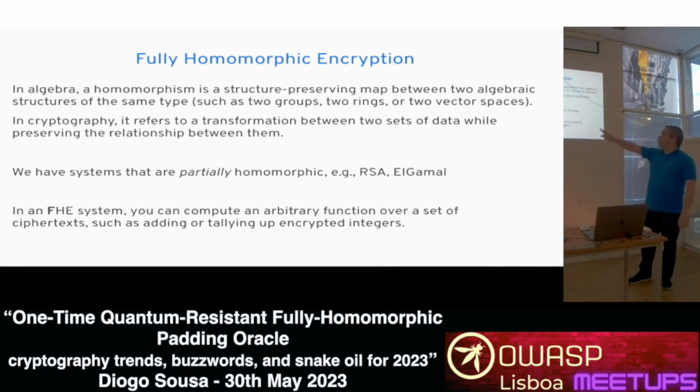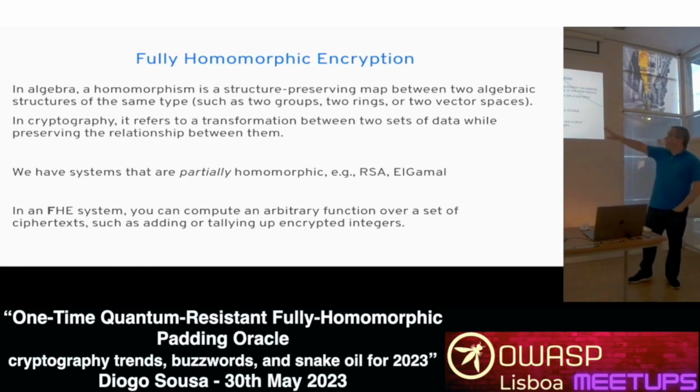So basically, you already have systems that are partially homomorphic, such as RSA and ElGamal. Yes, you get the number 2. You get the encryption of number 2. You get the ciphertext. You don't get the clear text. Exactly. You get the encryption of number 2.